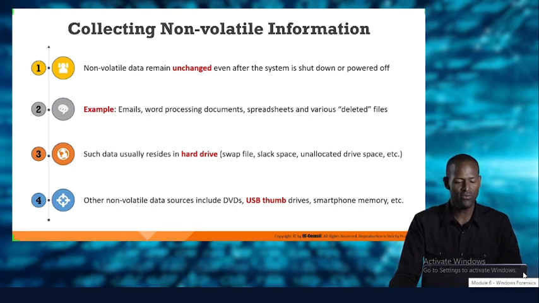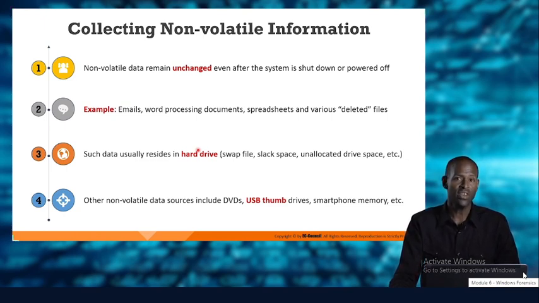Like we said before, it's information that even if you turn down that system, it's going to be available. So if the investigatory target, the suspect, has been using Word documents, Excel documents, sending emails, storing data of various types, even if it's been deleted, we will be able to investigate that. That's going to be on the hard drive. It could be regular files that are unaltered, or it could be swap space, slack space, even unallocated space. All of that is non-volatile information.